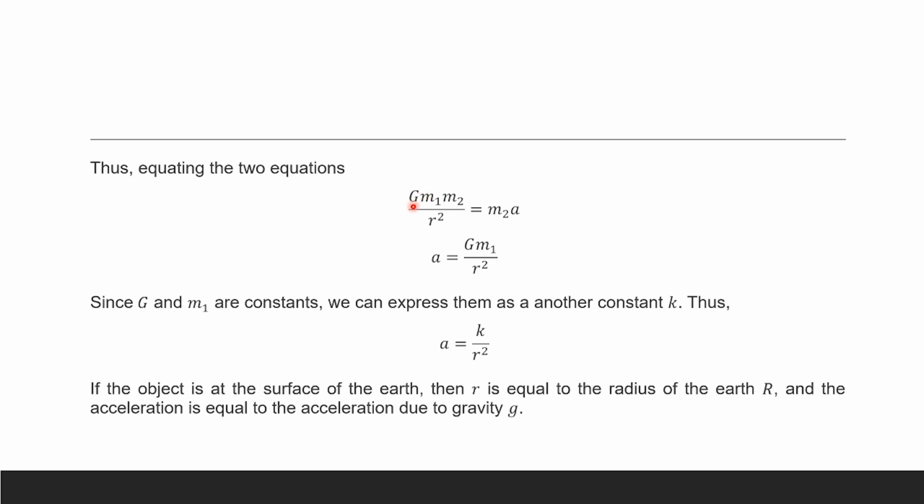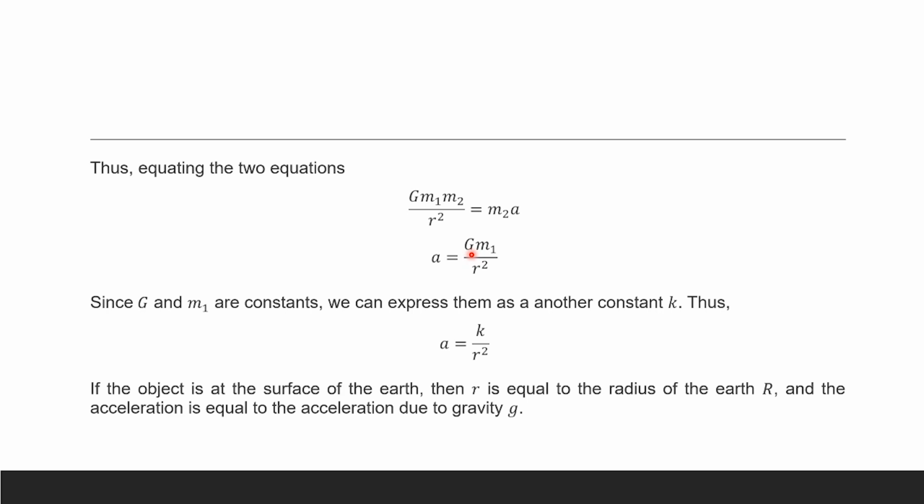We have G m sub 1 m sub 2 over r squared is equal to the second law of motion, m sub 2 times a. So, let's make the acceleration the only term on the other side. Actually, we just cancel this m sub 2 because they are the same. So, we will arrive at a, our acceleration, is equal to G m sub 1 over r squared.